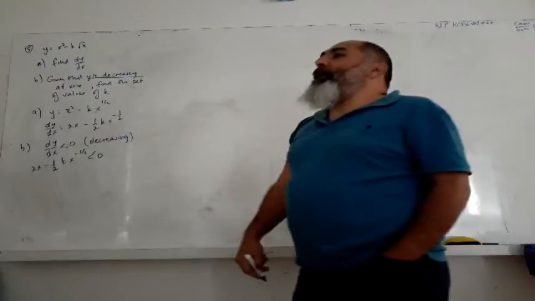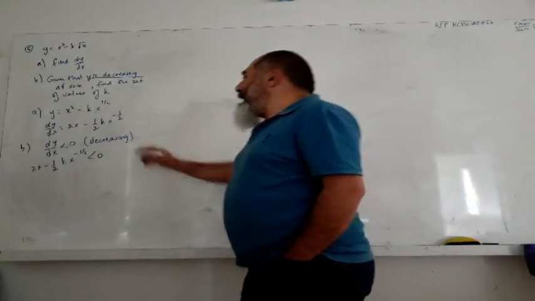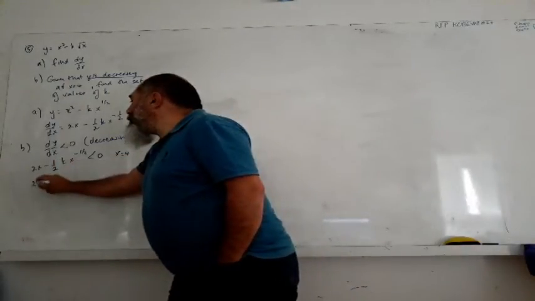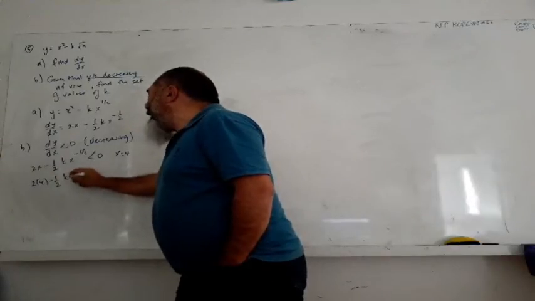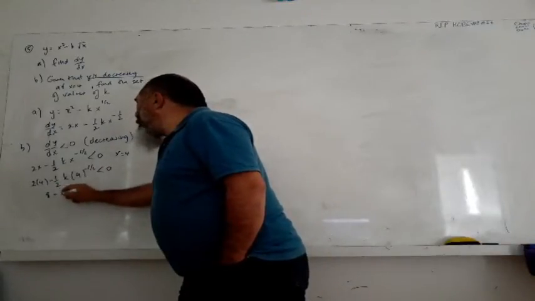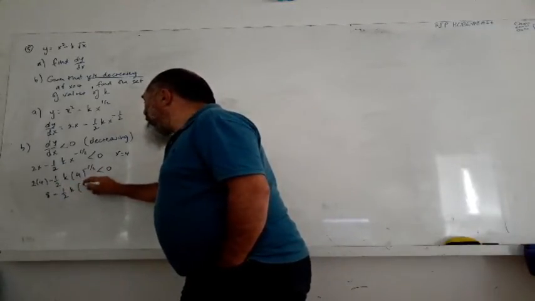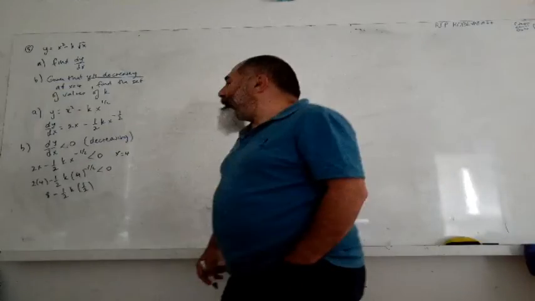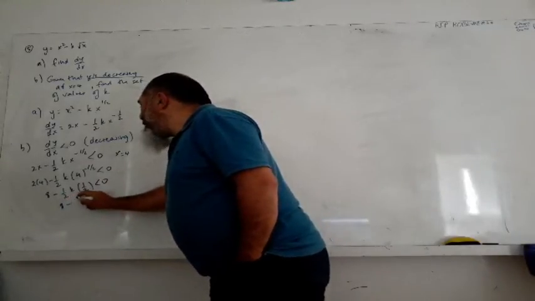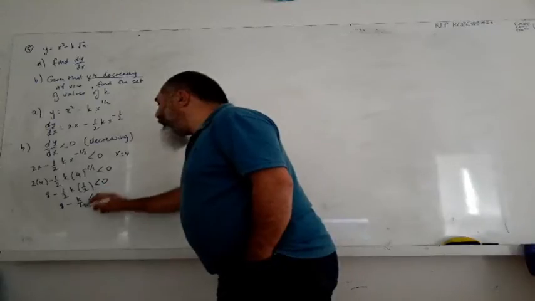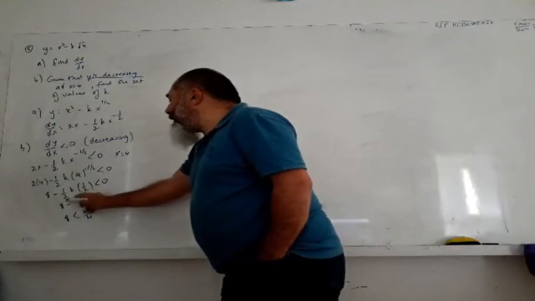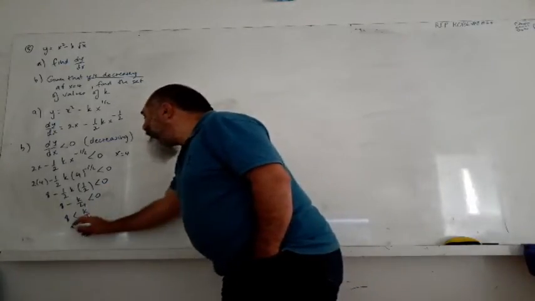x is equal to 4. So substitute there. 2 times 4 minus 1 over 2 times k times 4 to the power of minus 1 over 2 is less than 0. 8 minus 1 over 2 k times 1 over 2 is less than 0. 8 minus k over 4 is less than 0. 8 is less than k over 4. I took that expression to the right hand side. So 4 times 8, 32 is less than k, which means k is greater than 32.